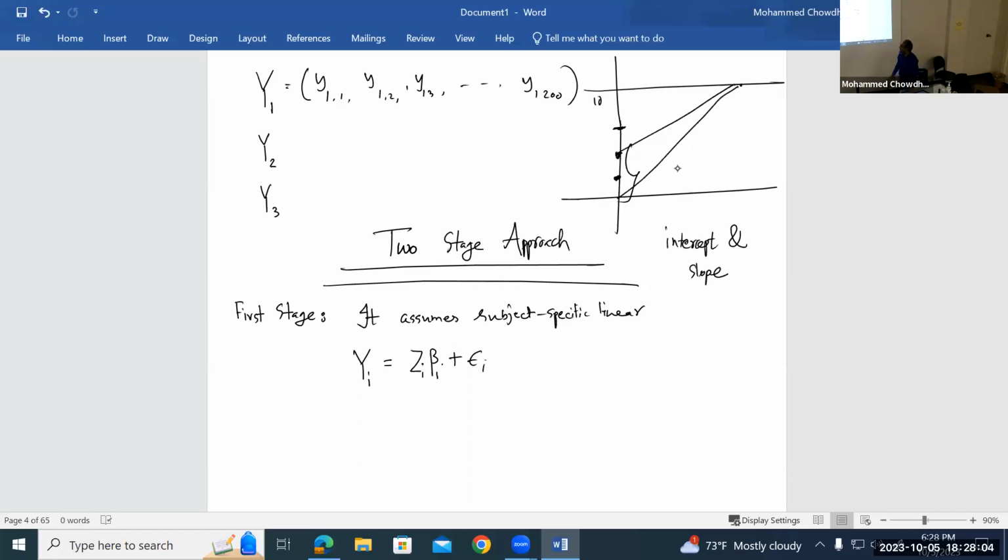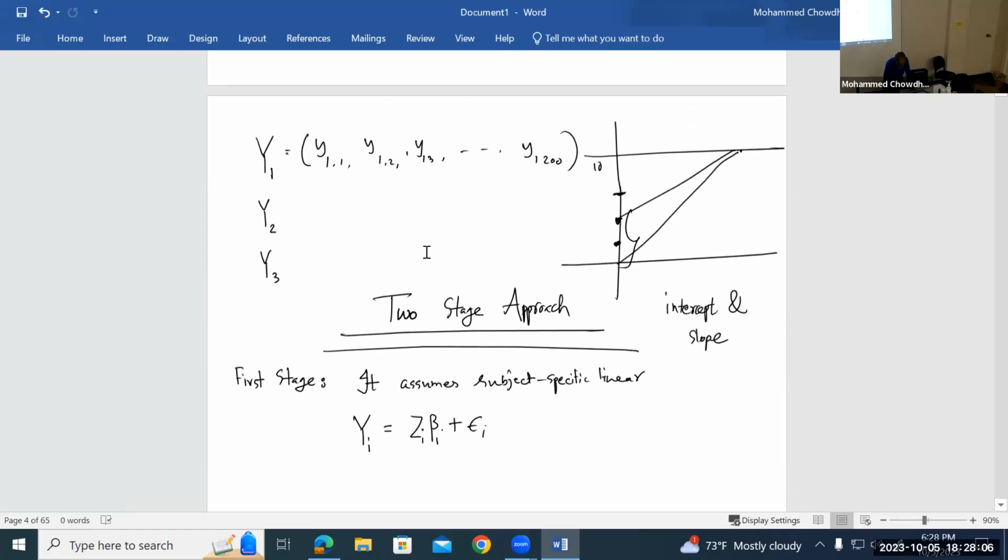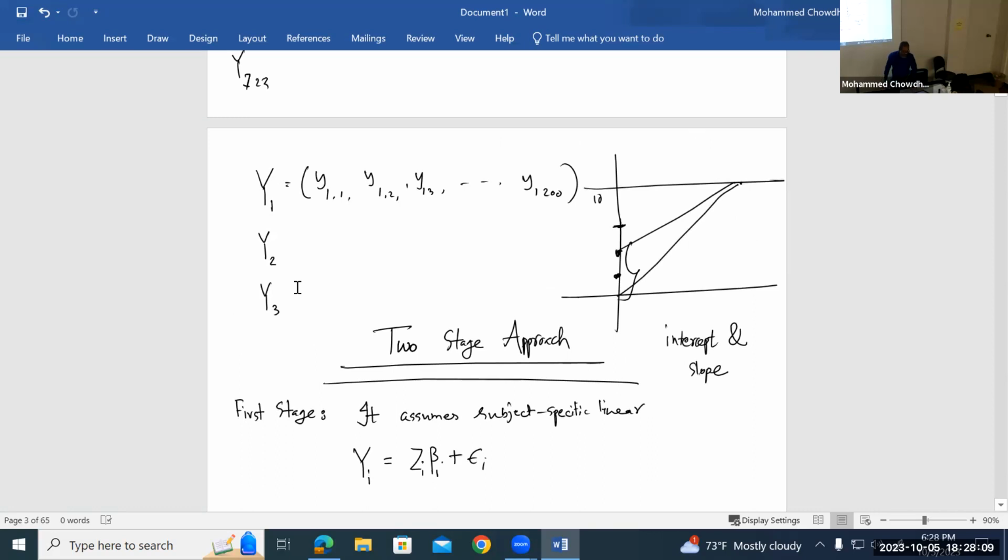Let me rephrase these things. I have schools in this format: y1, y2, y3, y4, up to y160, because I have 160 schools. Each school's linear model is this. In this linear model, beta i is what? Coefficients, right? So each school will have different betas, right? That is the point. Scientists thought that way.